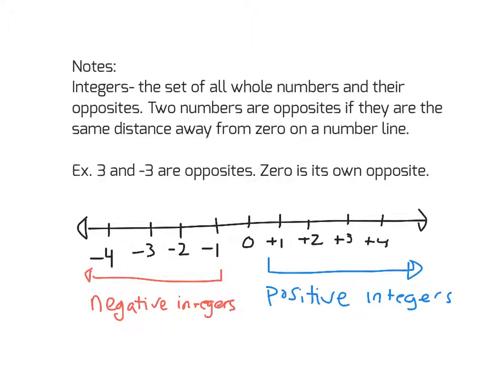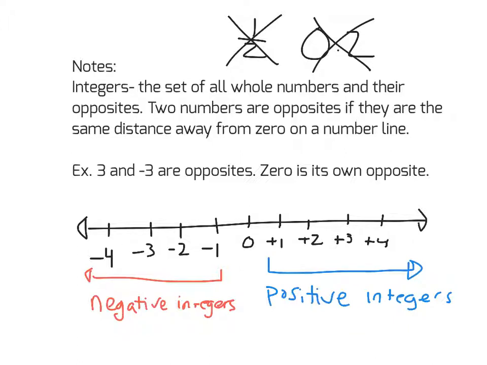Okay, so write this in your notes please on your example side. This is the definition of integers. Integers is all whole numbers. This means that it's not fractions and it's not decimals, but any whole number as well as their opposite. Two numbers are opposites if they are the same distance away from zero on a number line.